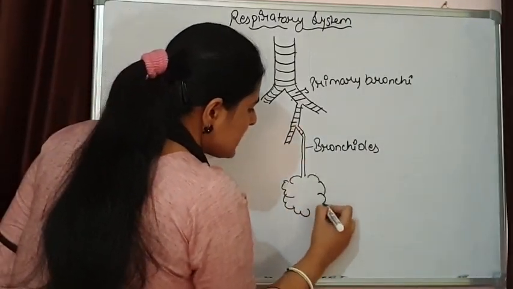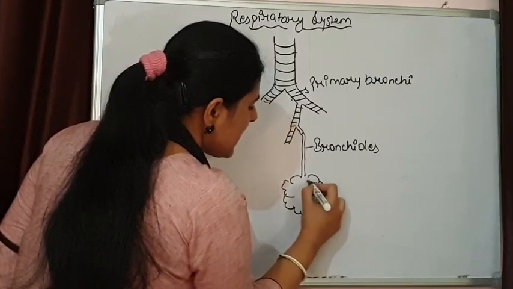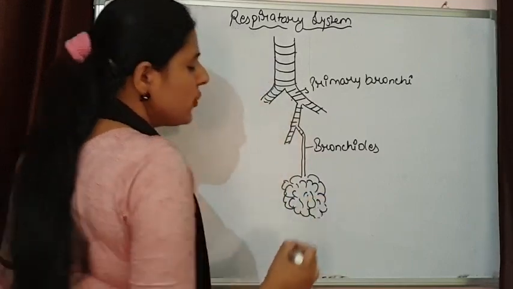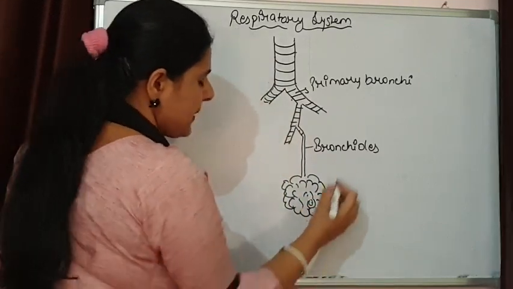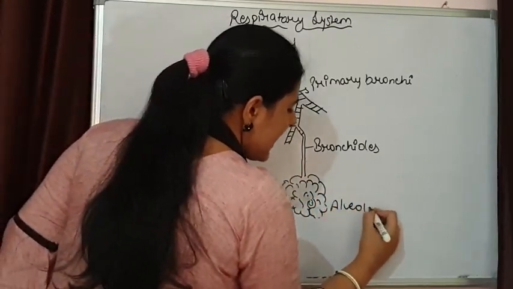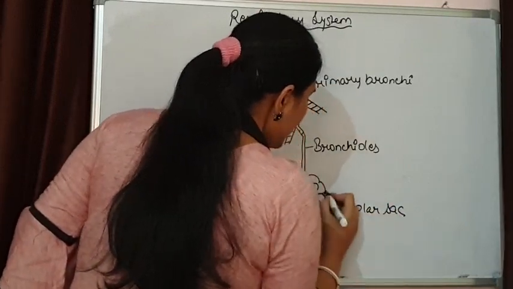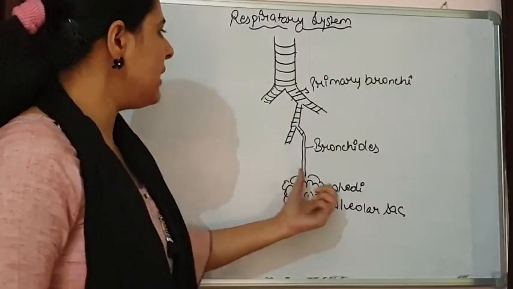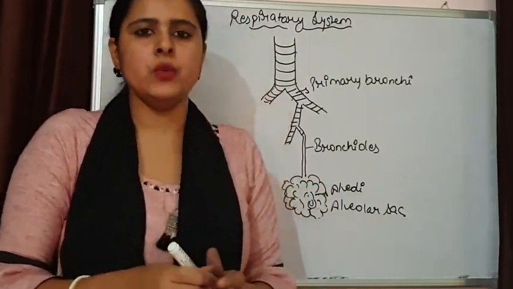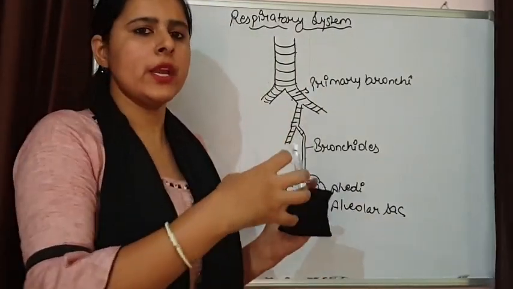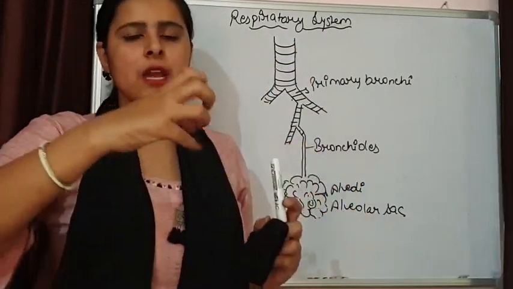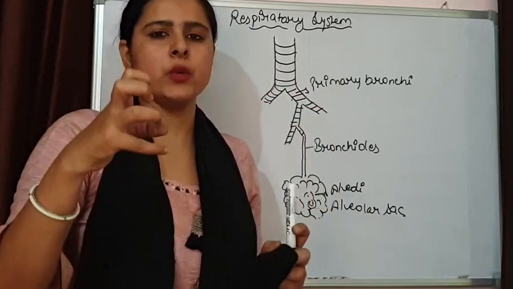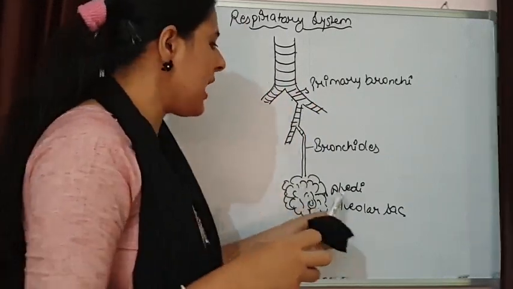So here sac-like structures are present. These are known as alveolar sacs, and inside these alveolar sacs, alveoli are present. So this will be an alveolar sac, and over here alveoli are present. Now these alveoli function like a balloon. When air comes inside these alveoli, they expand, and when they remove the air, they contract. This is how they function.